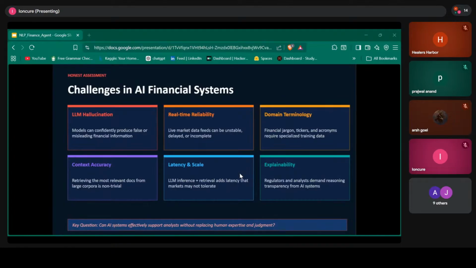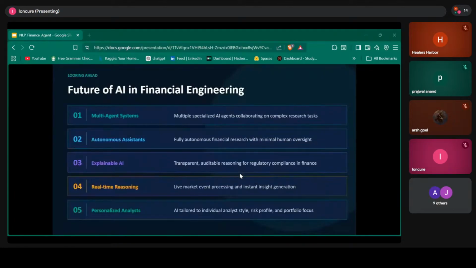Latency is another concern, and in a fast-moving market environment, we have to be really concerned about the latency. And finally, explainability. In a regulated financial environment, you can't just say "AI said so." You must show the reasoning. These aren't unsolvable problems, but they require careful engineering decisions.